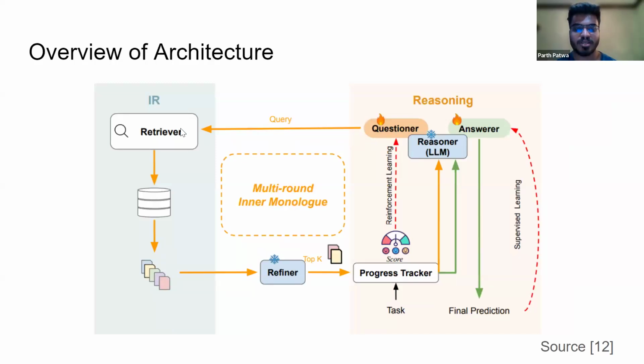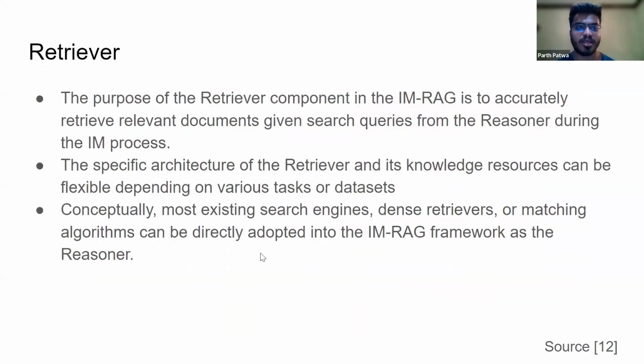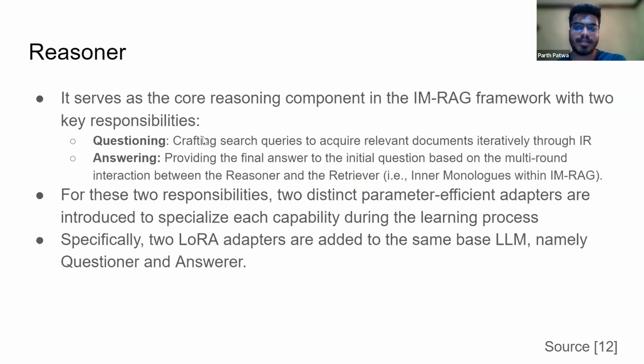So when the query comes, we have a trained retriever, which is retrieving the documents. And we have a refiner, which is also a trained LLM, which is refining and re-ranking the documents. And finally, we have the reasoner, which is monitoring the retrieval and the refiner. It has a questioning module to convert the query into a question and acquire relevant documents, and also an answering module. So we are putting two LoRA adapters on the same LLM, one for questioning and one for answering.